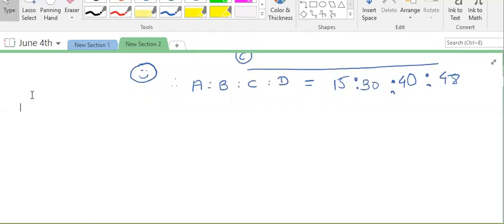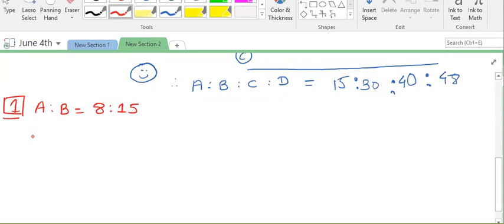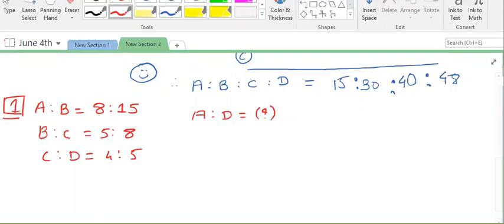Okay, so first let us see question number 1, 3.2 question number 1. Ratio and proportion. They are asking: if A is to B equals 8 is to 15, B is to C equals 5 is to 8, C is to D equals 4 is to 5, now what will be A is to D? Only they are asking the ratio of A and D.